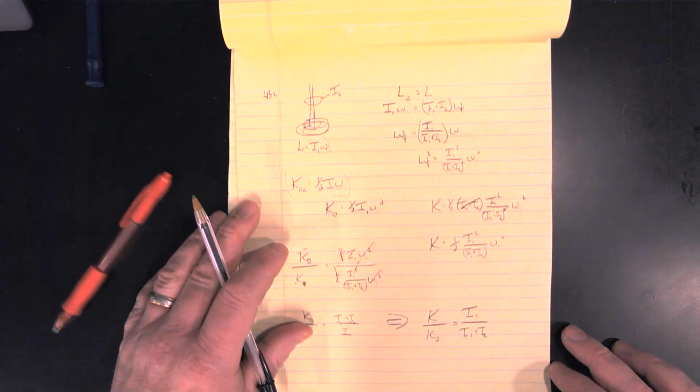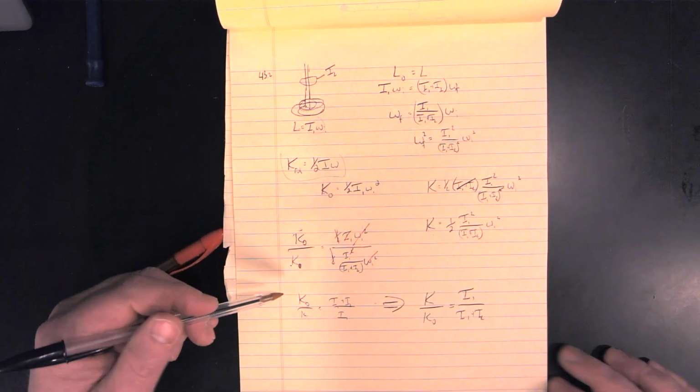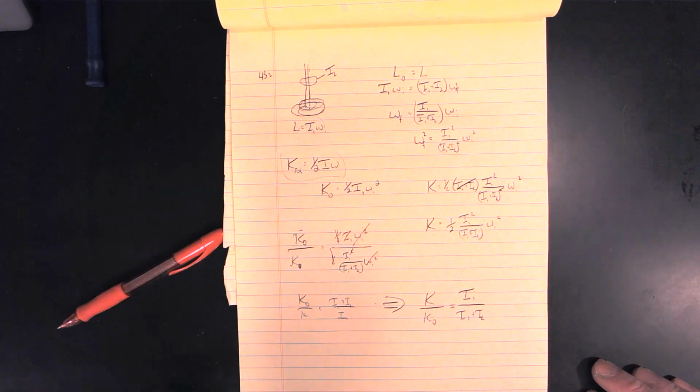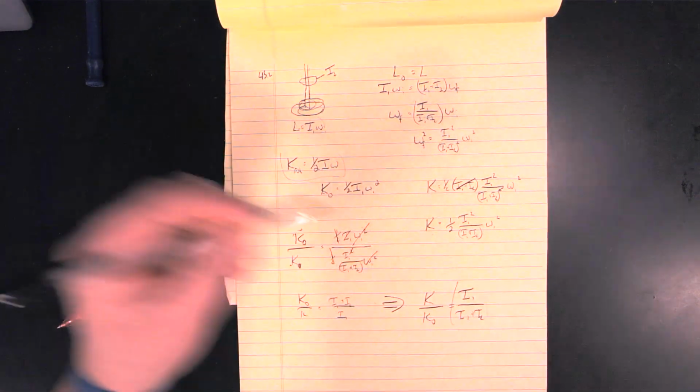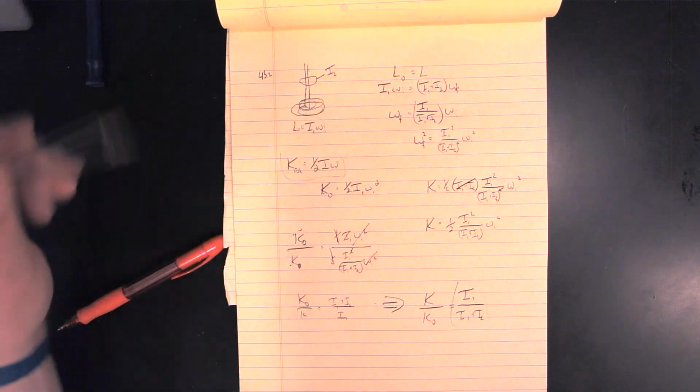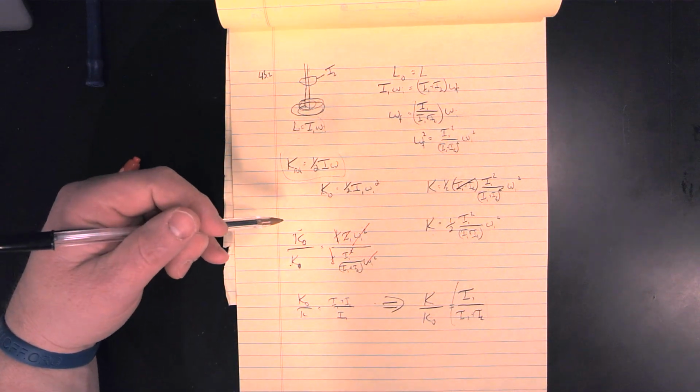Alright, so hopefully everybody can see that. I think I did that right. Yes, it's K over K naught. So you can tell that the ratio is going to decrease, and the kinetic energy is going to decrease. Okay, hope that helps.